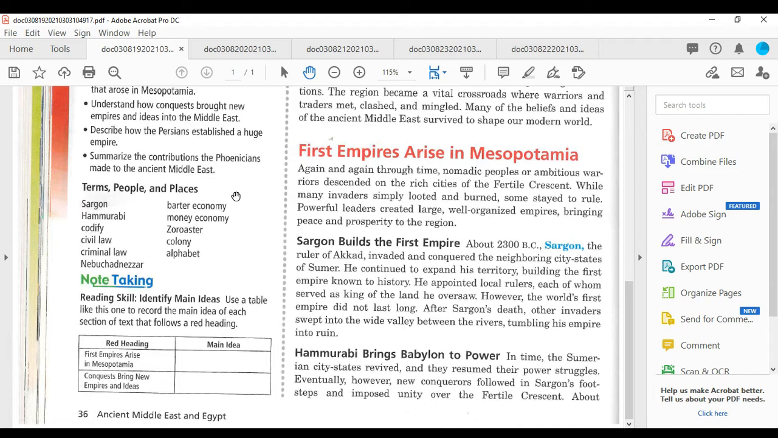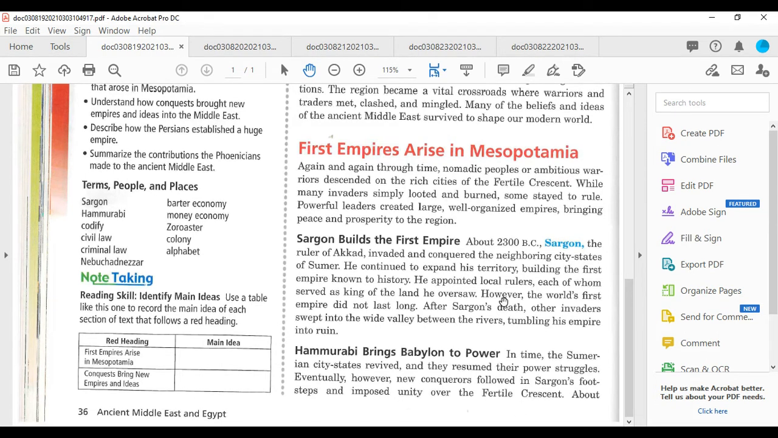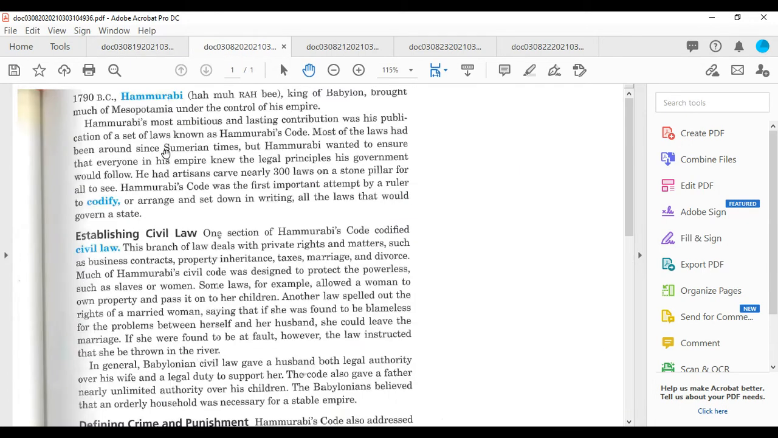Hammurabi brings Babylon to power. In time, the Sumerian city-states revived and then resumed their power struggles. Eventually, however, new conquerors followed in Sargon's footsteps and imposed unity over the Fertile Crescent. About 1790 BC, Hammurabi, king of Babylon, brought much of Mesopotamia under the control of his empire.